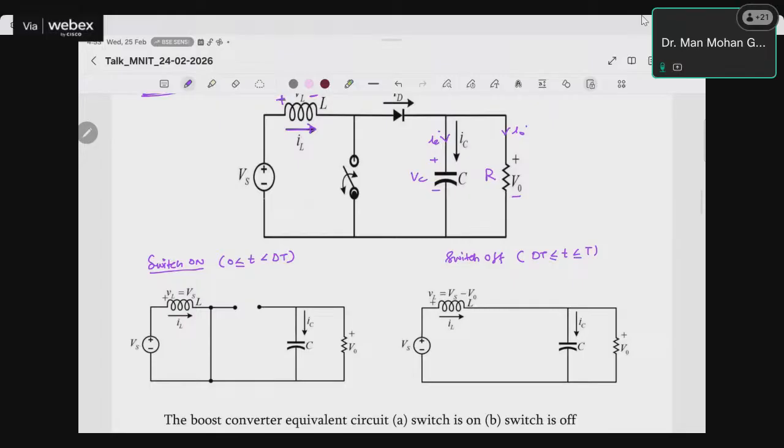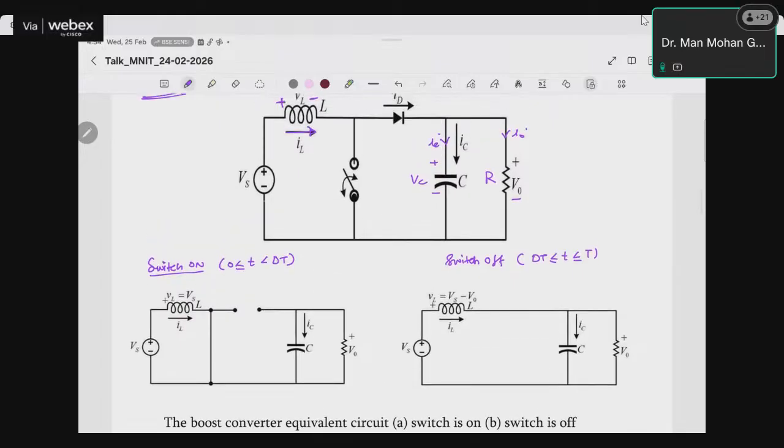Okay. So when the switch is on, energy is being stored in this inductor, and this is the capacitor and here was our diode. Because the switch is on, this plus comes here, this minus comes here, and the diode becomes reverse biased. Now in this case only the capacitor feeds the load. So this is the direction of current. This current will flow like this. So IC is negative in this case. It means the capacitor is being discharged.